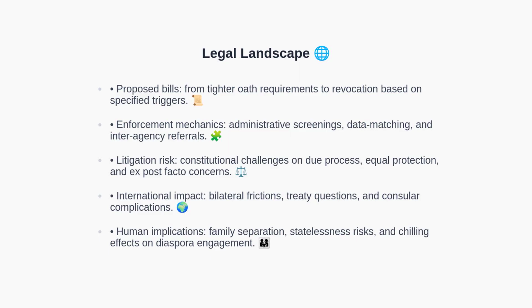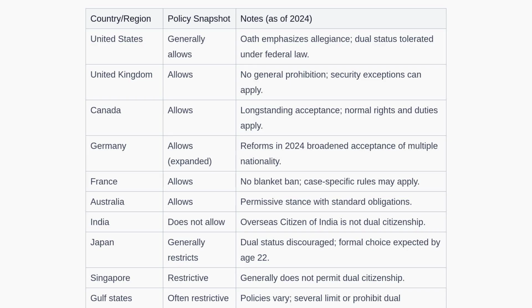Next, let's compare how different countries approach dual citizenship. Here is a high-level snapshot of policies. The United States, the United Kingdom, Canada, Germany, France, and Australia generally allow dual citizenship, with Germany's 2024 reforms expanding acceptance. India does not allow dual citizenship, offering overseas citizen of India status instead. Japan generally restricts dual citizenship and expects a formal choice by age 22. Singapore is restrictive, and many Gulf states limit or prohibit dual nationality. Specifics and exceptions vary, so always verify current local law.